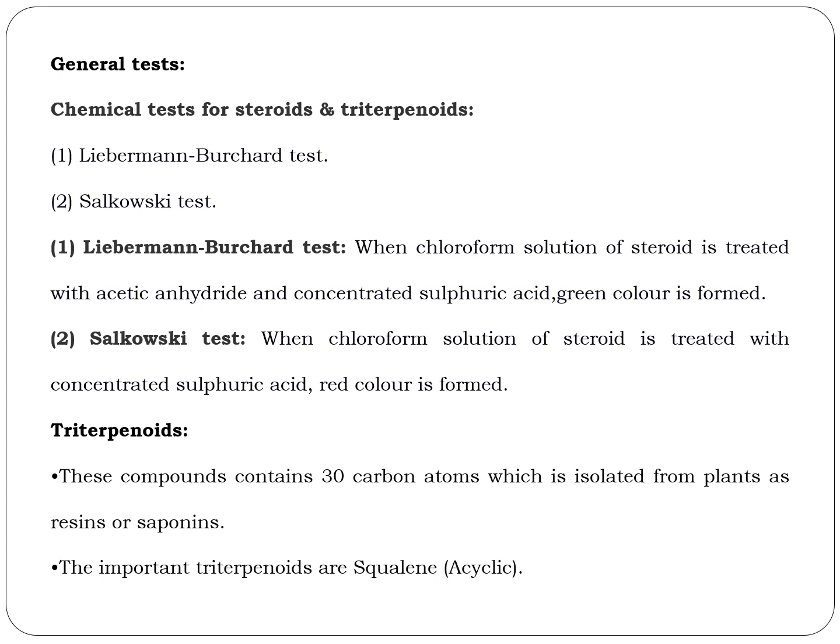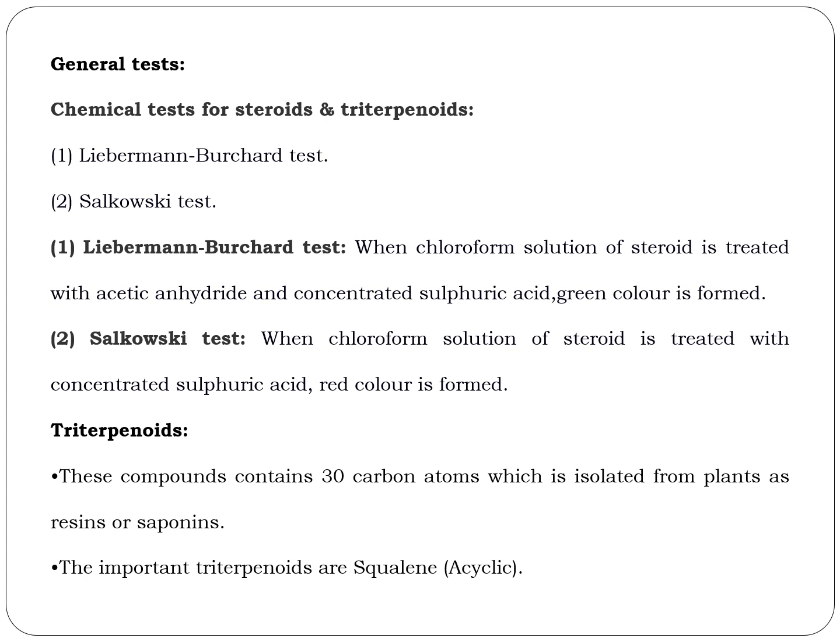Let us see about the chemical tests of steroids and triterpenoids. Steroids can be identified by the Liebermann-Burchard test and the Salkowski test. When a chloroform solution of steroid is treated with acetic anhydride and concentrated sulfuric acid, a green color is formed. In the Salkowski test, when a chloroform solution of steroid is treated with concentrated sulfuric acid, a red color is formed.